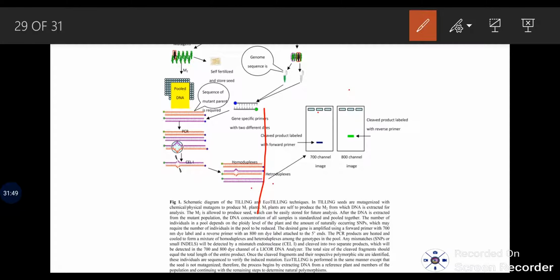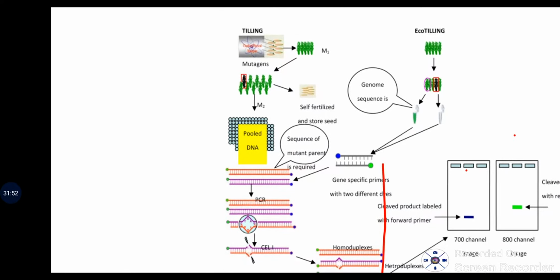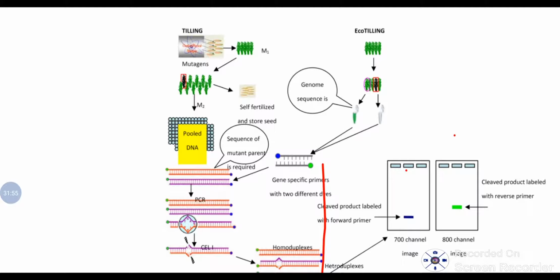you may find here, in TILLING, the M0 generation, where EMS or induced mutagenesis is given, M1 is generated, self-pollination is followed, then M2, again self-fertilization, and the seeds are stored. After growing that particular seed, in either the M3 or M4 generation, where the homozygous condition is obtained, you go for pooling the DNA from those self-fertilized plants of the M3 or M4 generation.